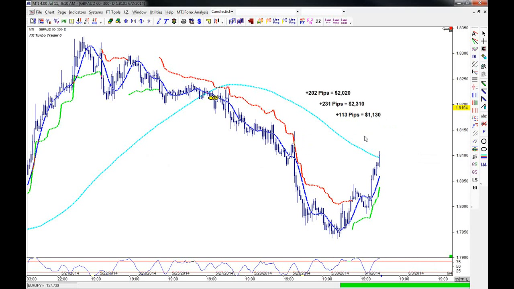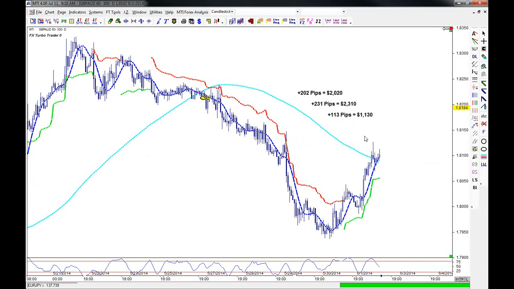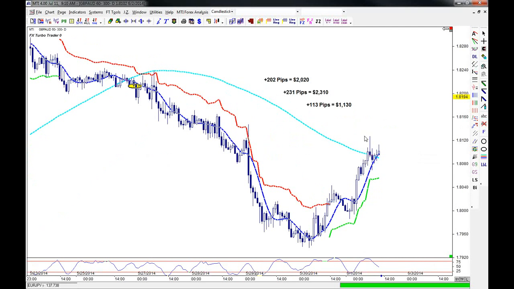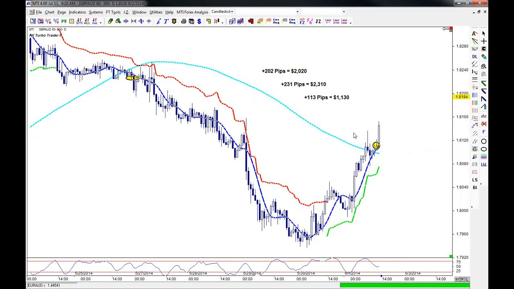So I'm waiting for my next opportunity. Let's see what happens. All right, what I'm going to do now is buy. Why? I have a green line. We're above the teal blue line, so I am going to get in right there. Let's advance the market forward and see what happens.